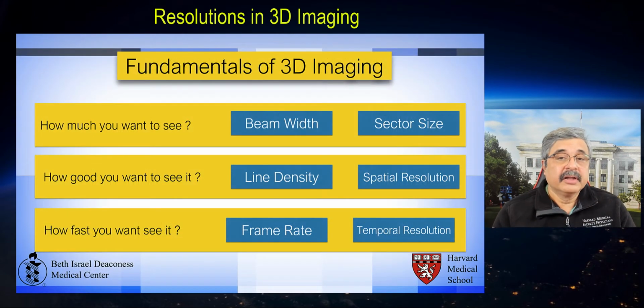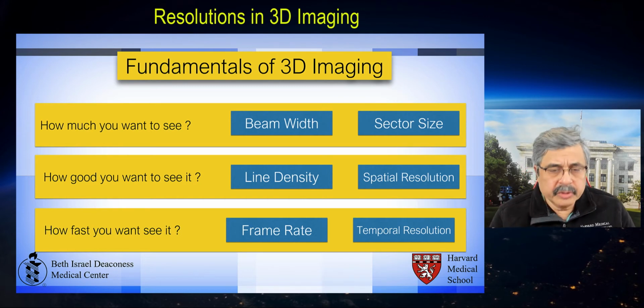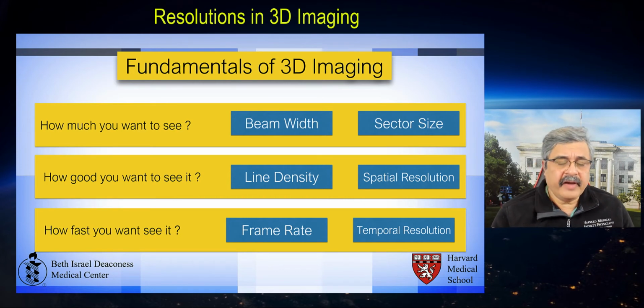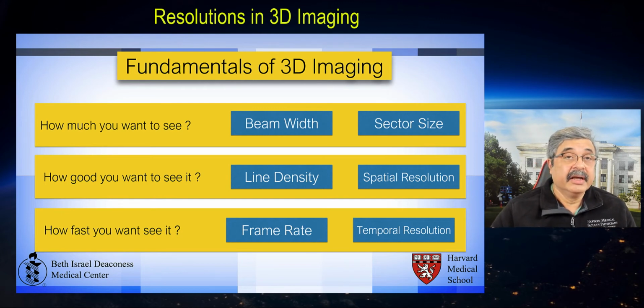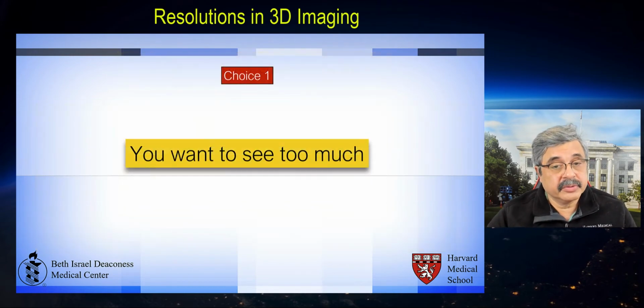Therefore, the fundamentals of 3D imaging are how much you want to see, which is the beam width, and that's the sector size; how good you want to see it, which is the line density and the spatial resolution; and how fast you want to see it, which is the frame rate and temporal resolution. This reminds you of 2D imaging. So it essentially has the same limitations, and perhaps more, than traditional 2D imaging.